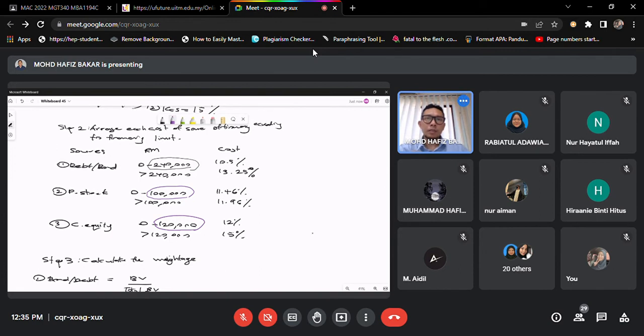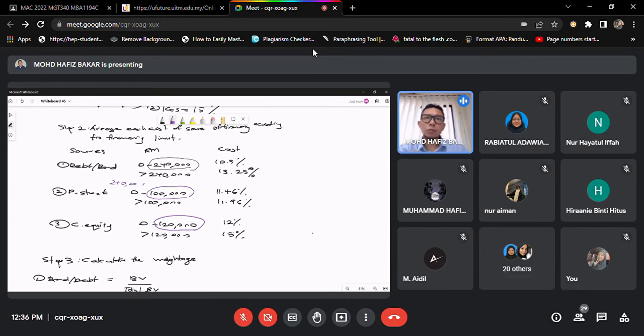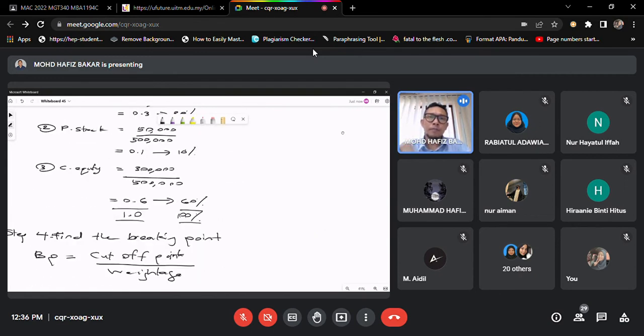So why I said that, okay, 0 to 240,000. Okay, so the cost will be 10.5%. And for 13.25% cost, it's for more than 240. Maybe they will start with 240,001 kan. So cut off point dia punya tempoh hard limit dia sampai 240,000. Okay, 240,000. Next one they already exceed kan. So that separate these 2 costs lah. Same goes to preferred stock and common equity. So this will be your cut off point. Okay, so take that value to calculate the breaking point.